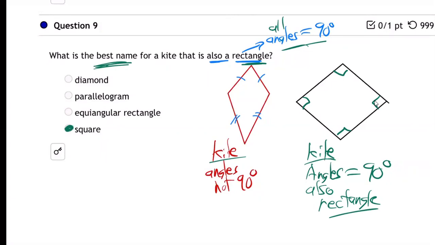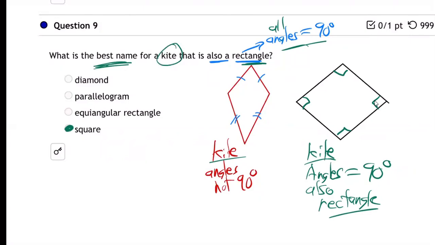It's a square, isn't it? It's got to be a square, doesn't it? If all the angles are 90 degrees, it's got to be a square. Because it doesn't matter if the sides are different, like if they're not the same.